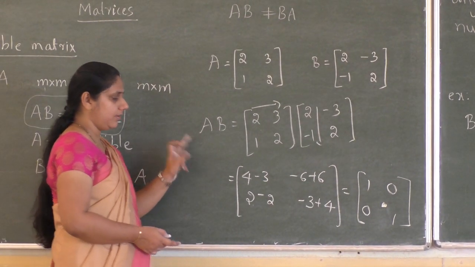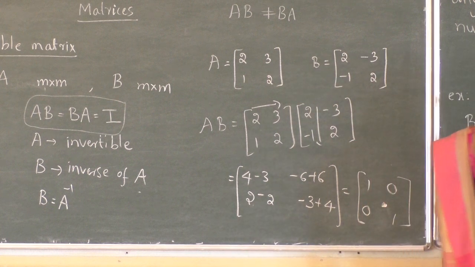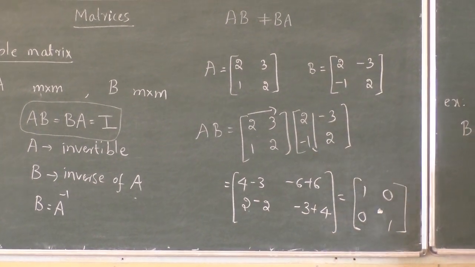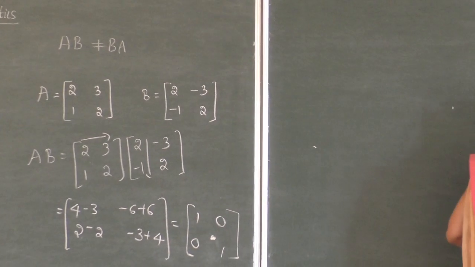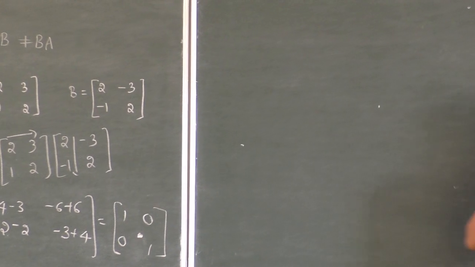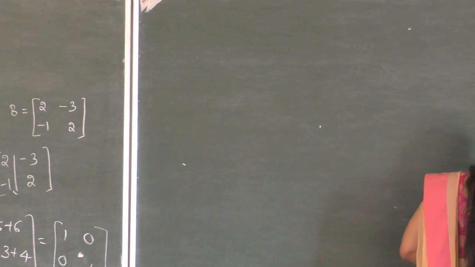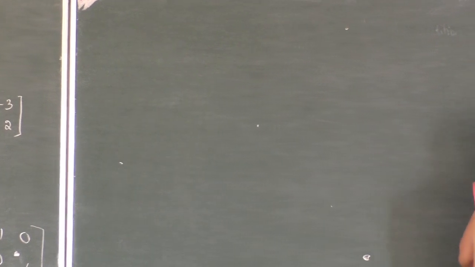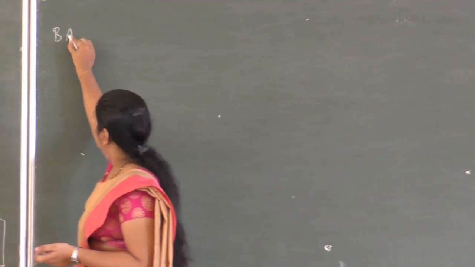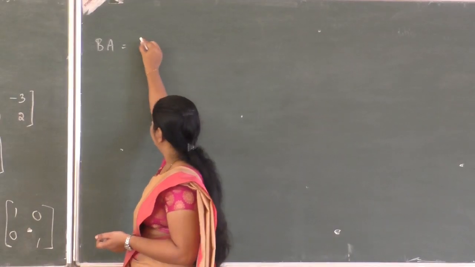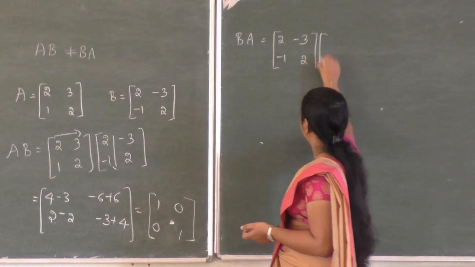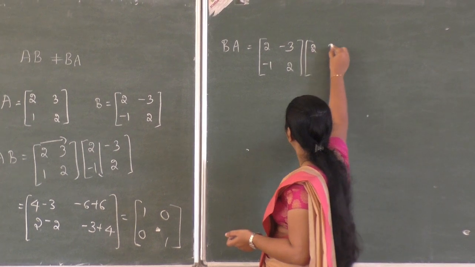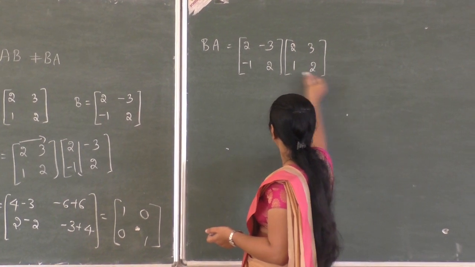Similarly, we have to find the product BA. Then only we can say that the matrix B is inverse of A. Now we will find matrix BA. So B is 2 minus 3 minus 1, 2 and matrix A is 2, 3, 1, 2.